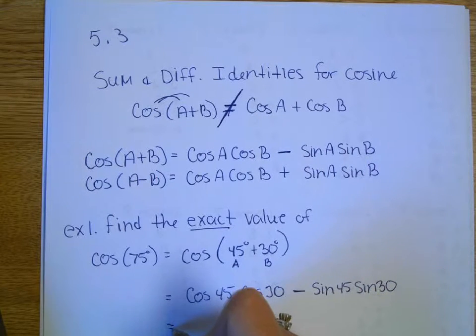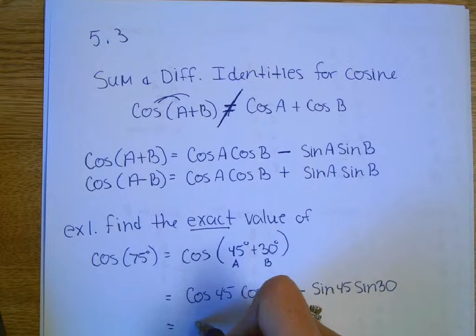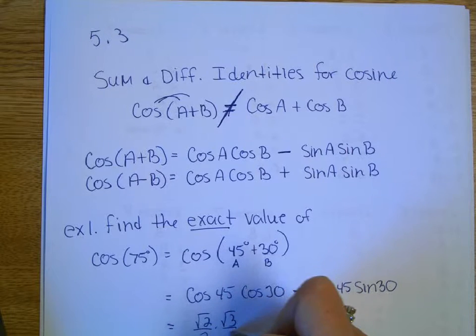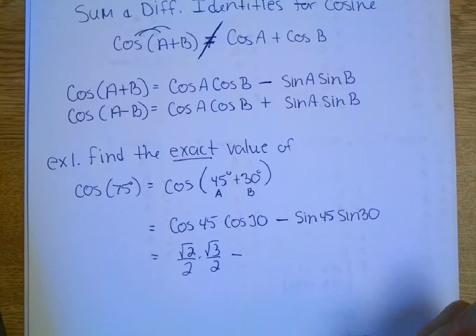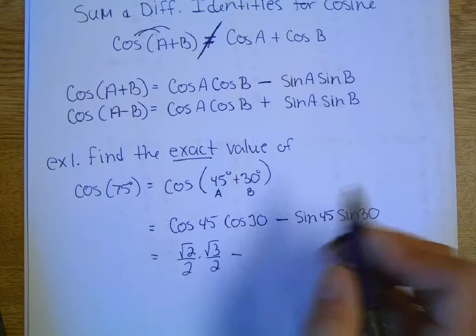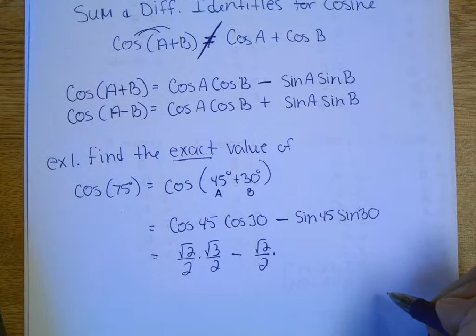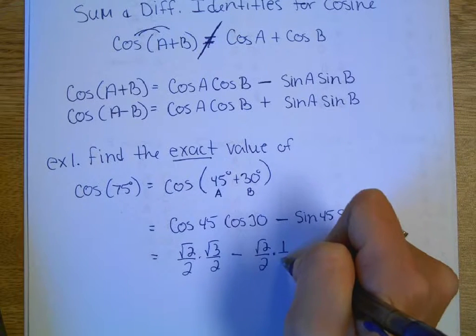So what is the cosine of 45 degrees? Square root of 2 over 2. You remember where to get them? Cosine is the x, sine is the y. What's the cosine of 30? Square root of 3 over 2. Yep. Sine of 45 from your sheet? Square root of 2 over 2. And then sine of 30? 1/2.